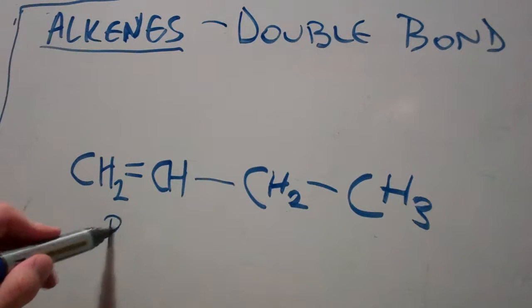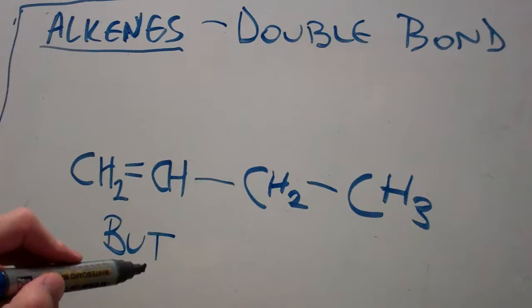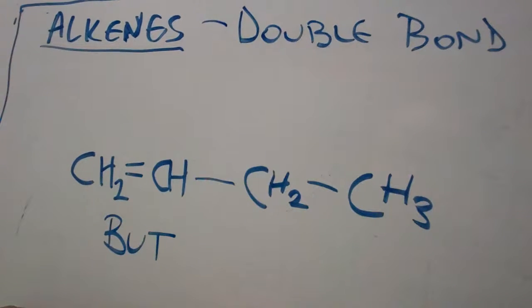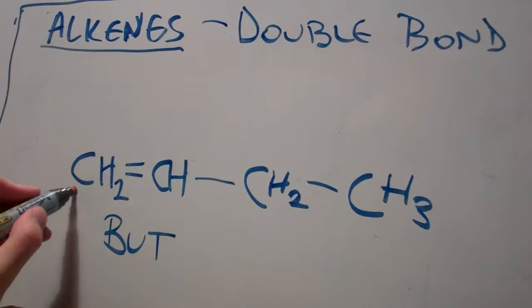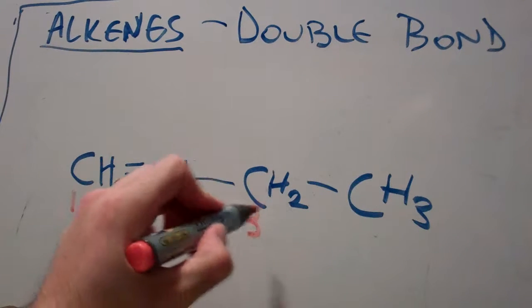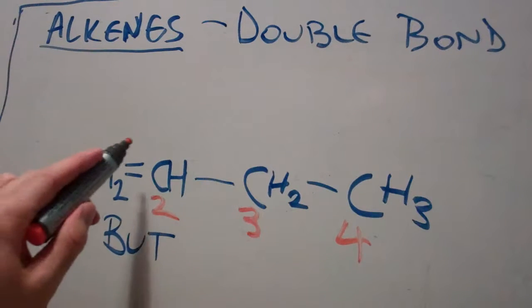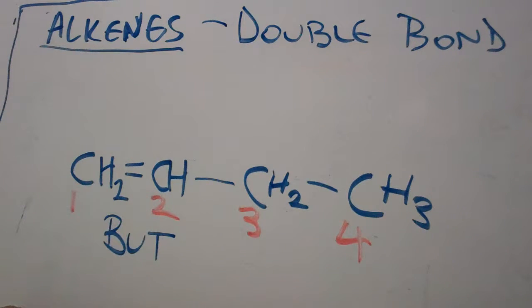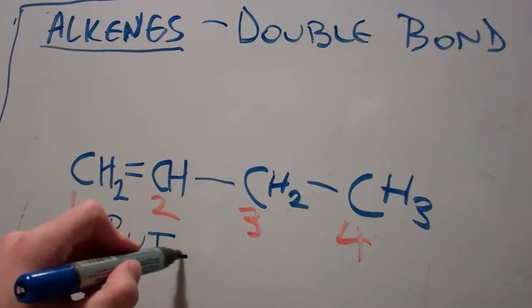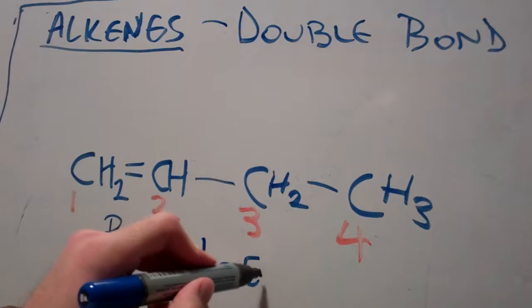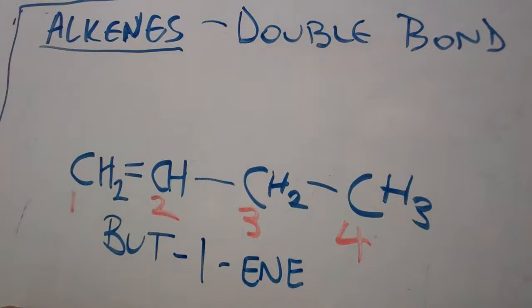So this is 4 carbons, 1, 2, 3, 4. 4 carbons is but. Right, it's going to be butene, but we're going to number our carbons 1, 2, 3, 4. We start numbering from the closest side to the functional group. And the functional group in this case is the double bond. That's our alkene group. So we're going to name this but-1-ene with a dash like this. Because the double bond is on the first carbon, it's called but-1-ene.